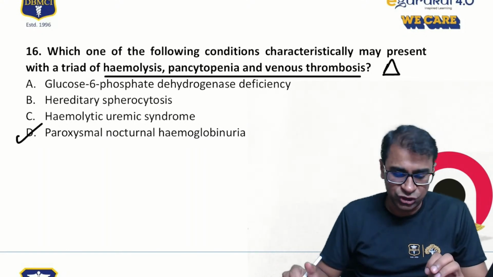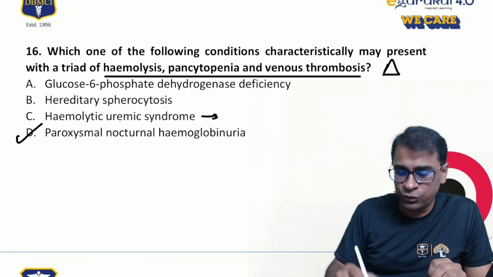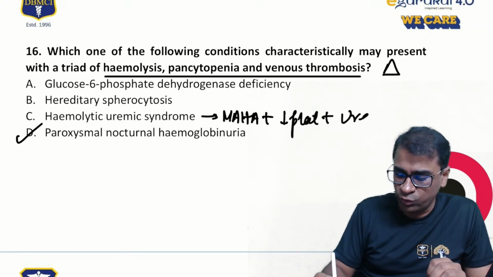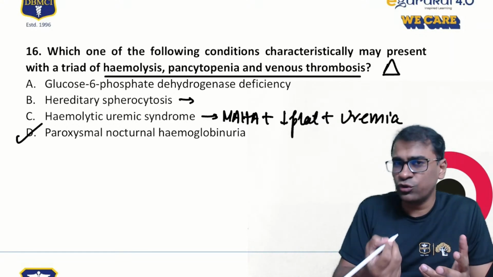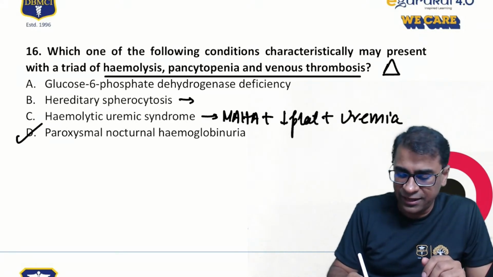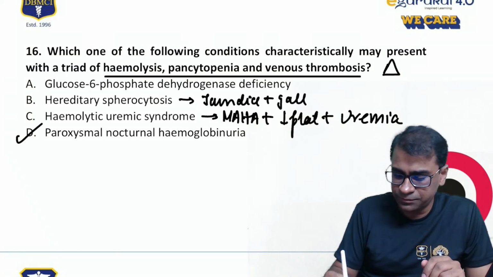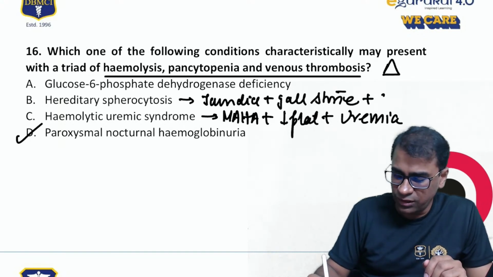Okay, Budd-Chiari syndrome. About the other options, what is the triad of HUS? HUS is a triad of microangiopathic hemolytic anemia plus thrombocytopenia and along with that uremia. Hereditary spherocytosis is also a triad. Yes, the triad here is jaundice, gallstones, and splenomegaly with spherocytosis.